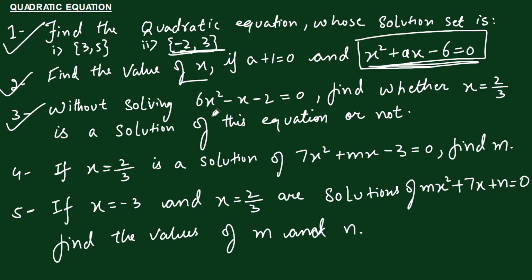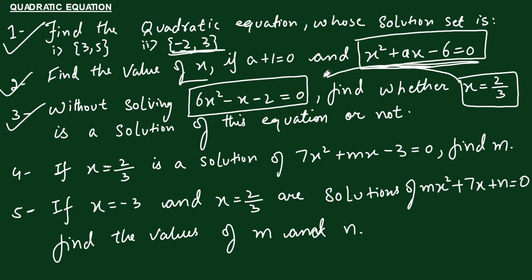Without solving, 6x square minus x minus 2 is equal to 0. Find whether x is equal to 2 by 3 is a solution of this equation. So they have given one quadratic equation. We have to check whether x is equal to 2 by 3 is one of the solutions of this equation or not. We know every quadratic equation will have two roots, two solutions, two values of x. But one of them they have given, x is equal to 2 by 3. We have to check whether it's the answer for this equation or not.